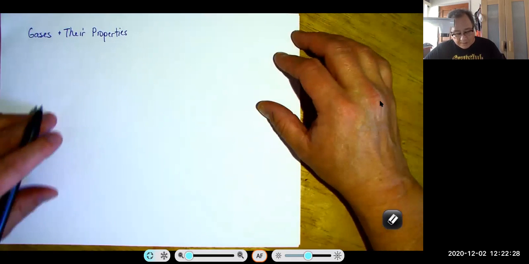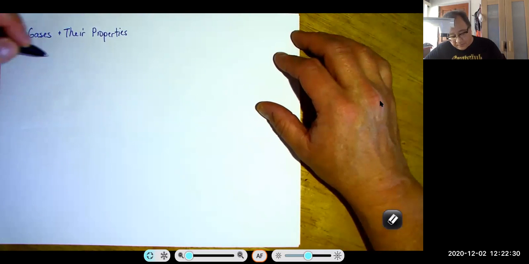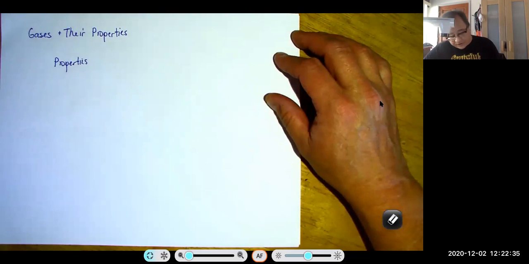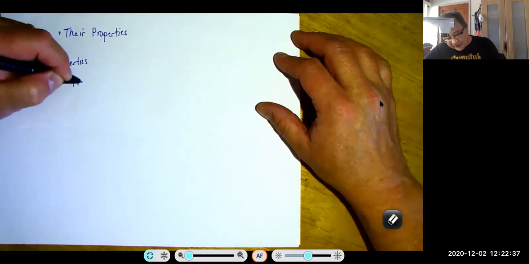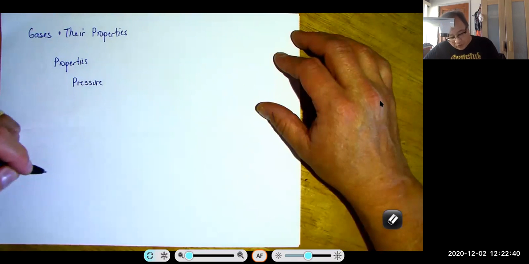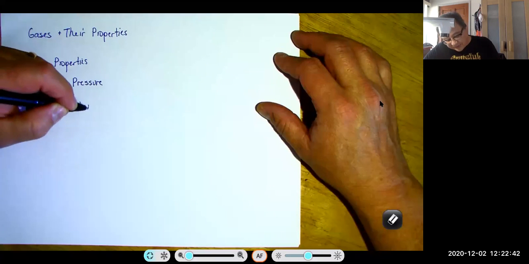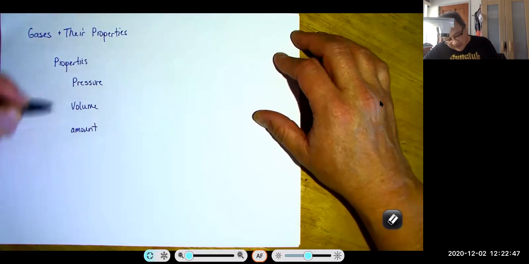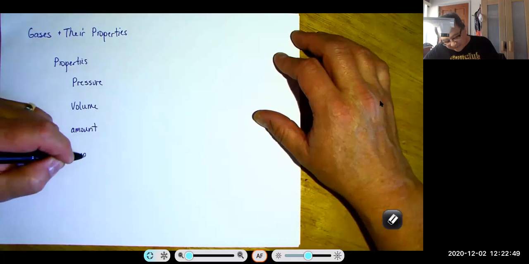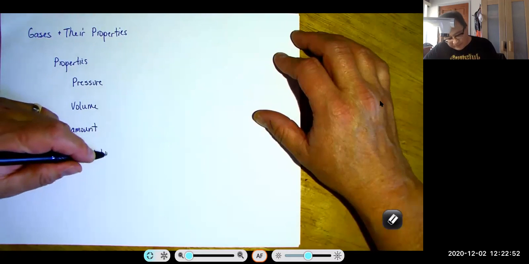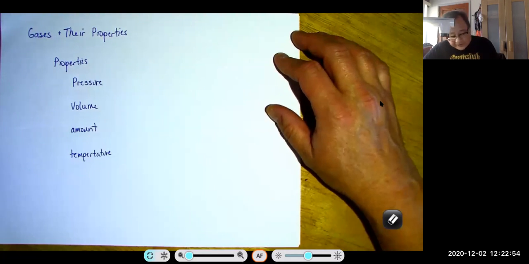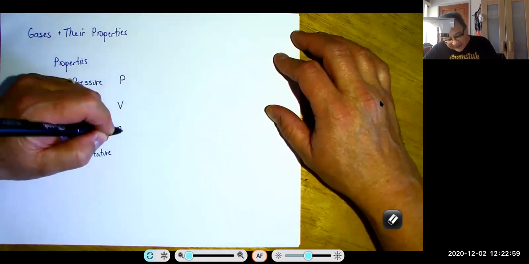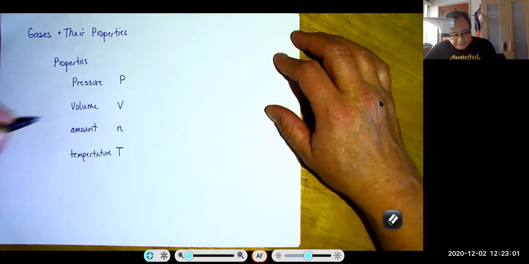So gases and their properties. The first thing you need to know is that the properties we want to know about gases are as follows. We want to know the pressure of the gas. We want to know the volume of the gas. We want to know the amount of the gas. And we want to know the temperature of the gas. The variables we use for each of these are uppercase P, uppercase V, lowercase n, and an uppercase T.